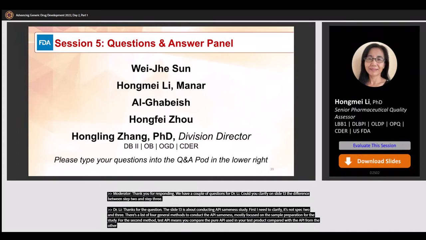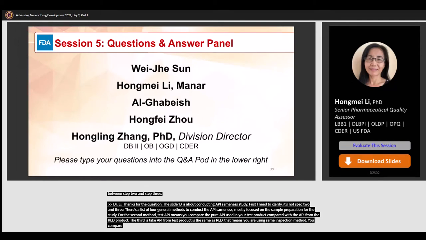The third is extract API from test product versus extract API from RD. That means you're using the same extraction method. You compare the extract API of the test product with the extract API from RD. In that way, you can minimize the interference from the extraction method because you're using the same extraction method.